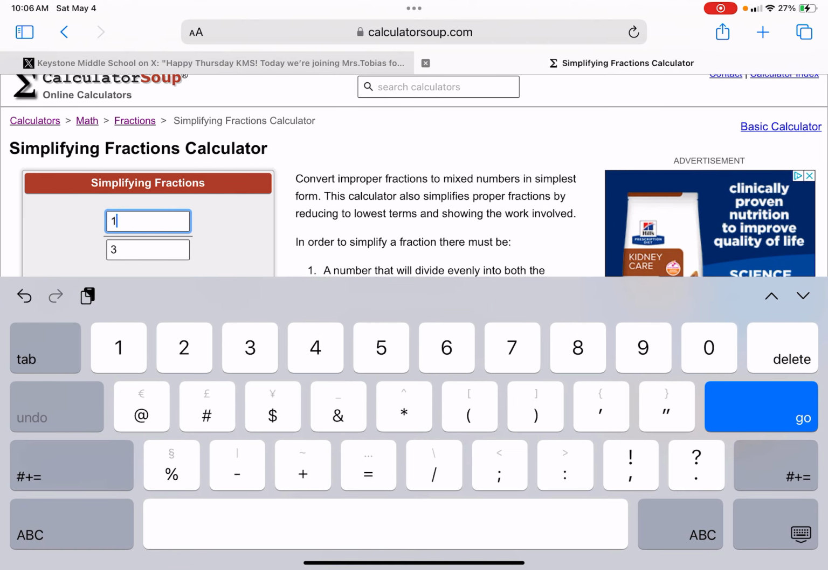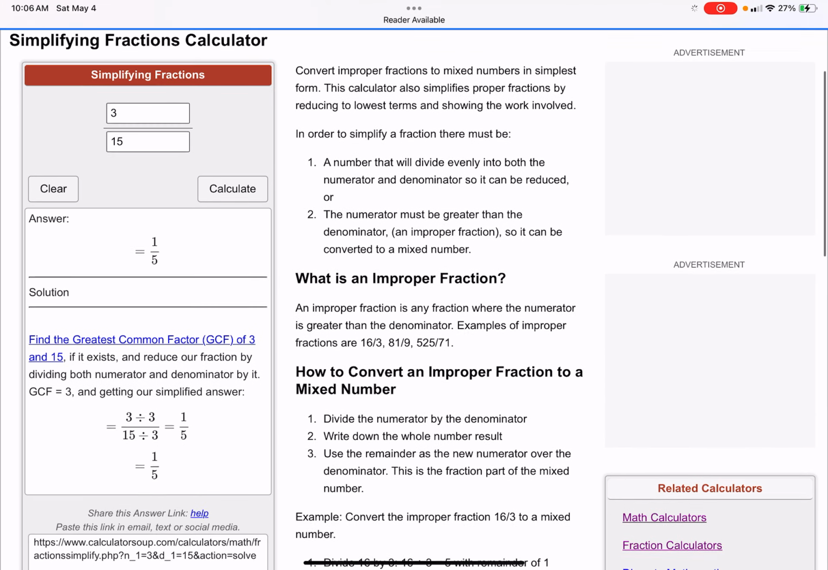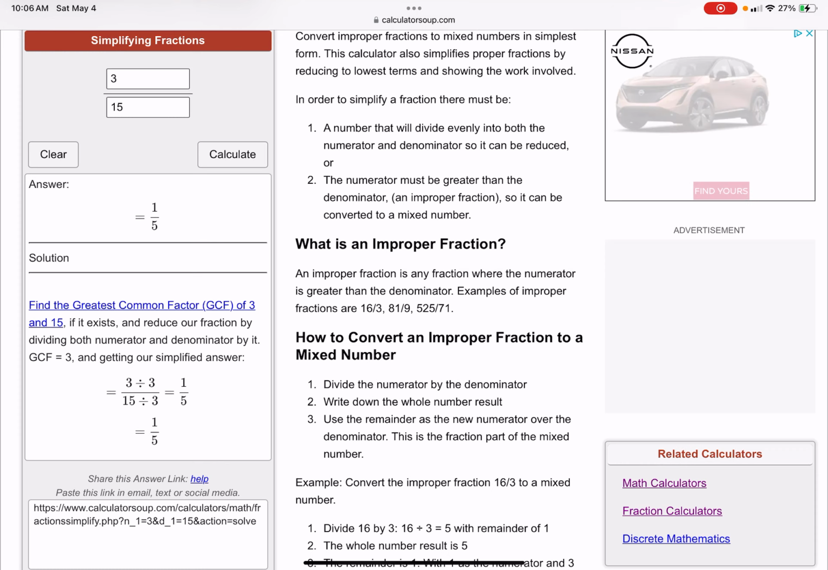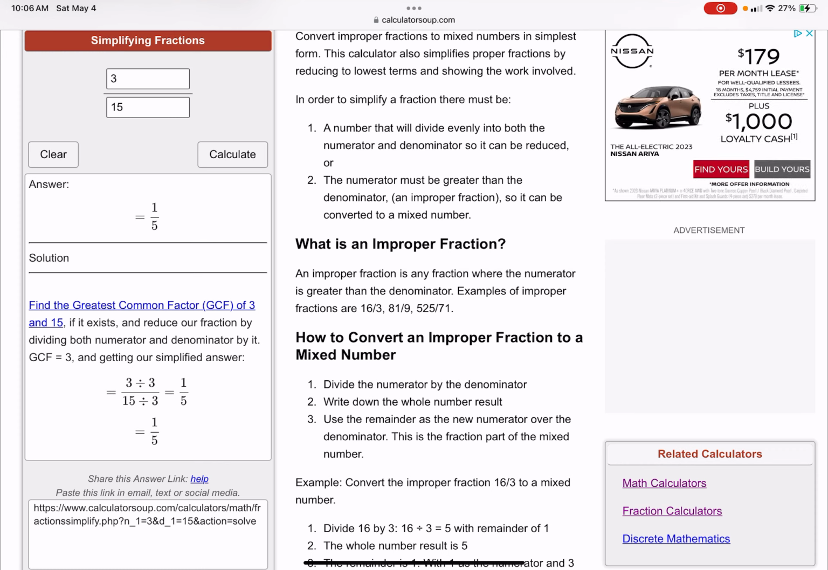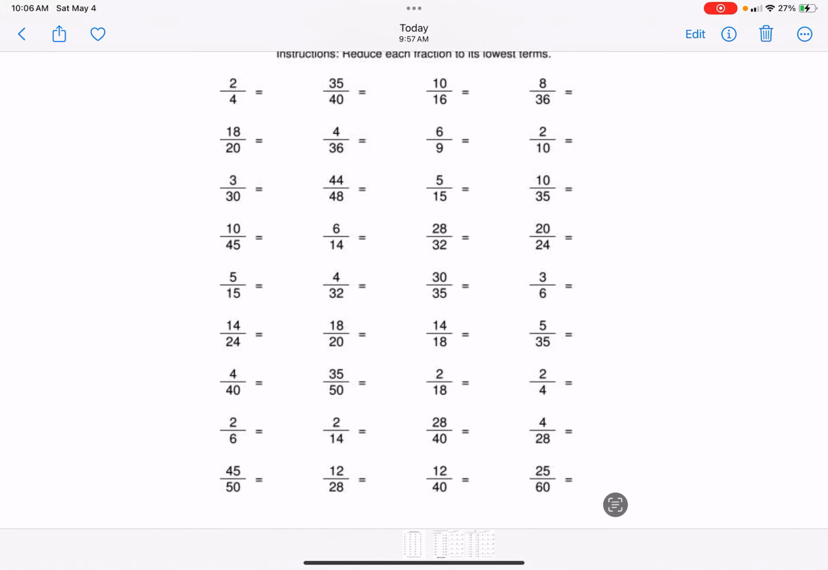Simplifying fractions, I'm going to show you 3 and 15. I'm using this calculator to find the greatest common factor of 3 and 15, if it exists, and reduce our fraction by dividing both numerator and denominator by it. Our GCF will be 3, and we'll be getting our simplified answer. Now we're going to do our problems here.